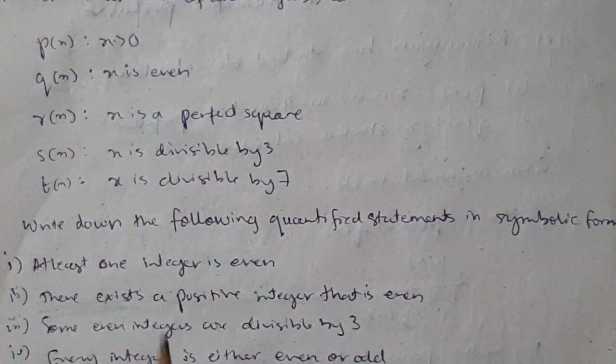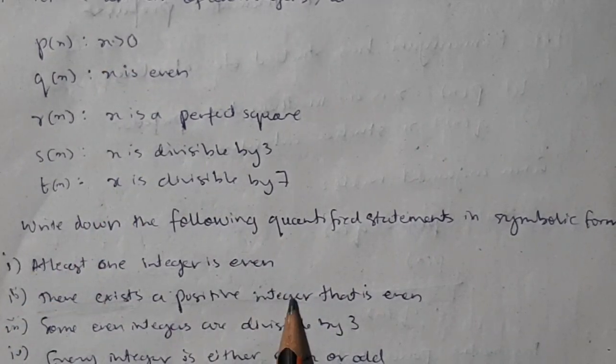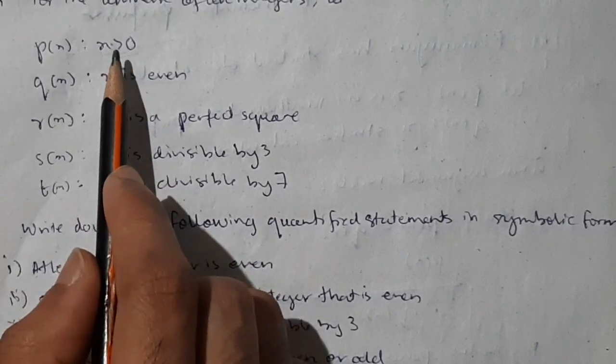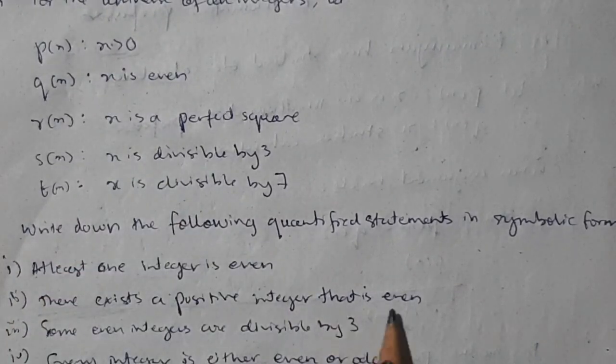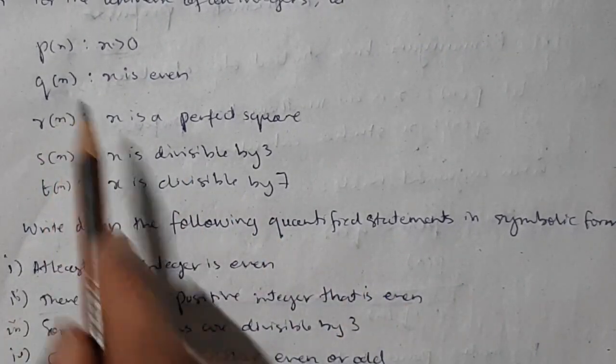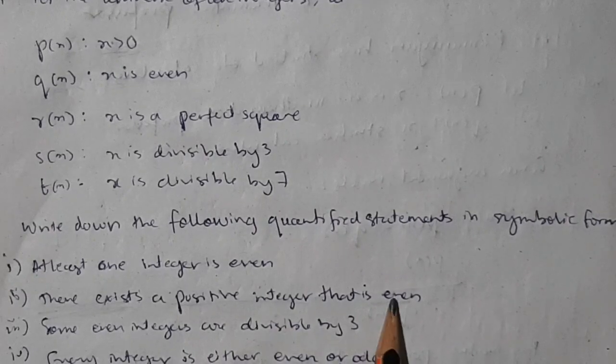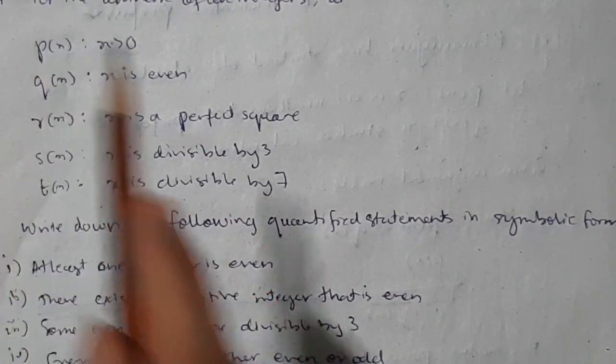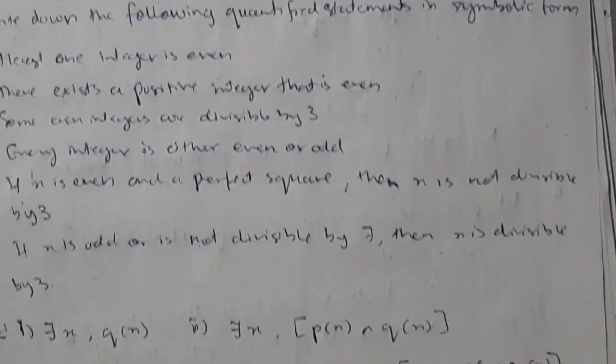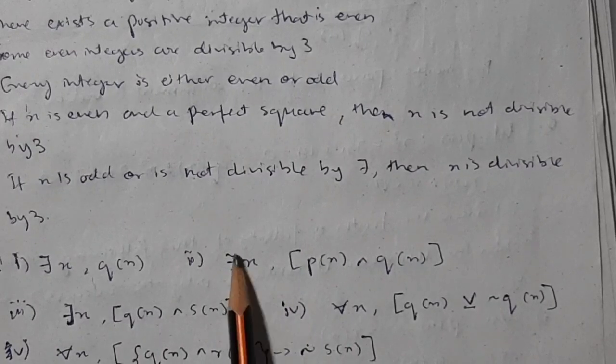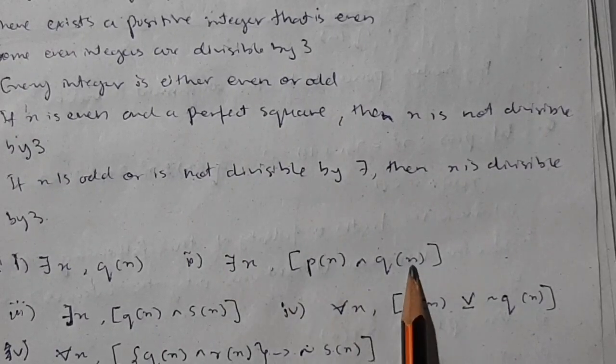Which of these sentences says that x is a positive integer? This one, p of x, right? x is greater than 0, and that it is even is q of x. It is both a positive integer as well as even, so it's the AND of both of these. So we'll write it that way: for some x, p of x and q of x.